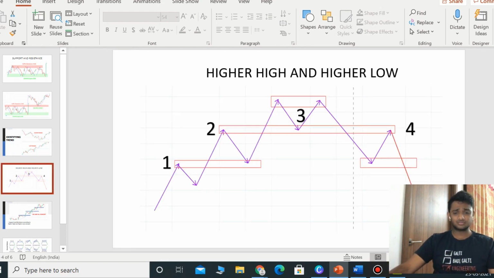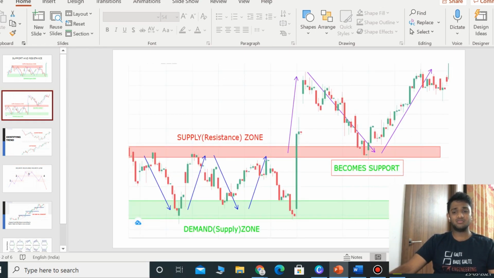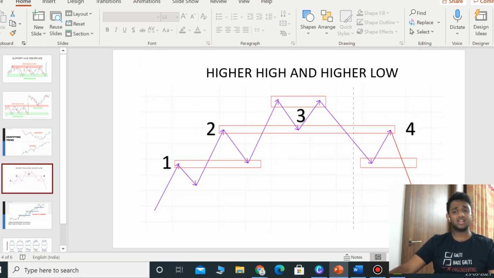Okay, there's one concept called higher high and higher low. I have marked 1, 2, 3, and 4 using the same concept I explained with supply and demand zones, where support becomes resistance and resistance becomes support. That is how the higher high and higher low concept works.